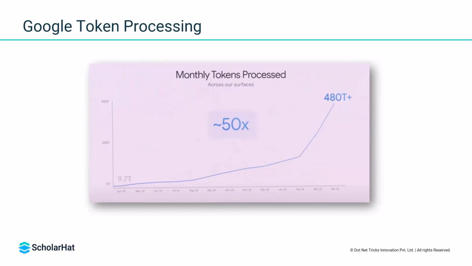Within a year, they have seen 50x growth. Now it is 480 trillion, the exact same numbers that Microsoft shared recently. Now they are having more than 100 trillion searches. Because Microsoft is not a global leader in searching. Google is the global leader in searching. That's why they have more numbers from search.